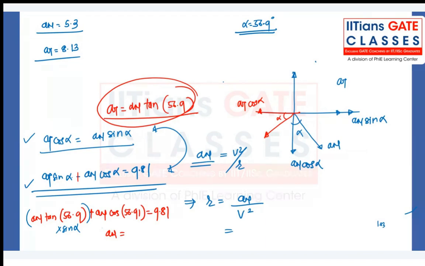Same, 5.3 you are getting. Okay, so you'll get AN is equal to 5.3, and then from that just calculate the value of R, 5.3 divided by 91.6.